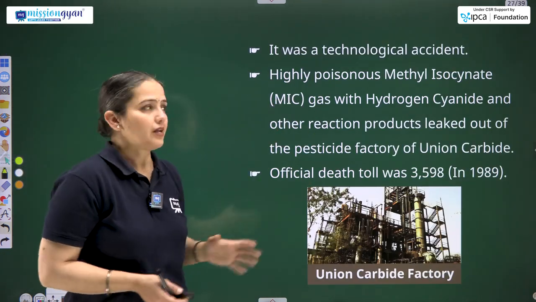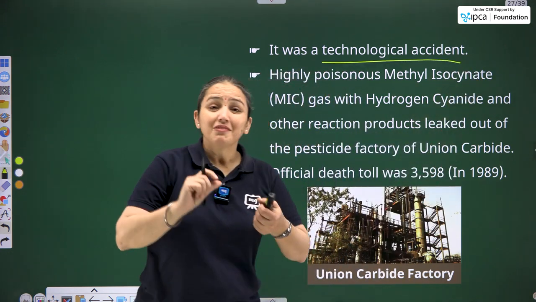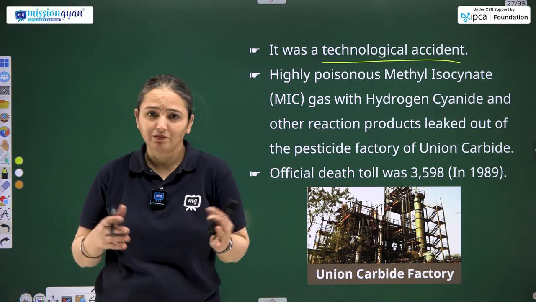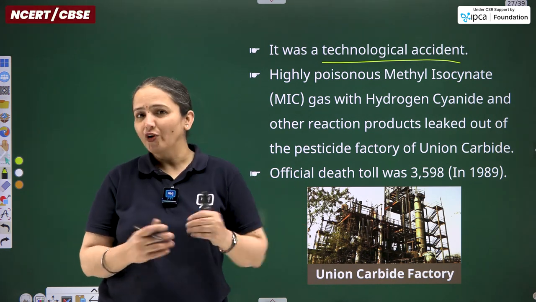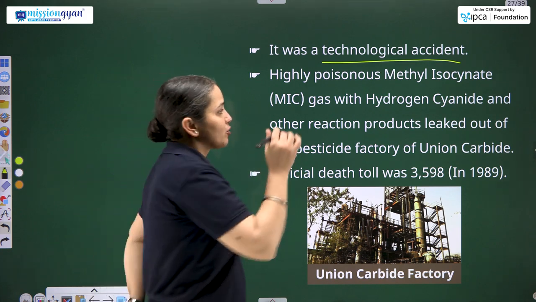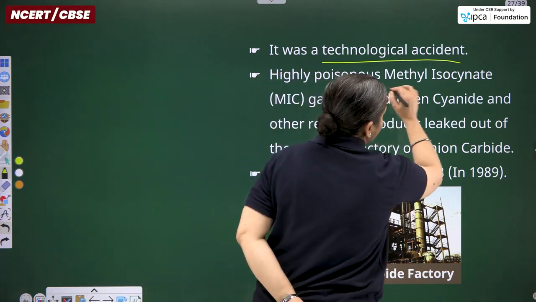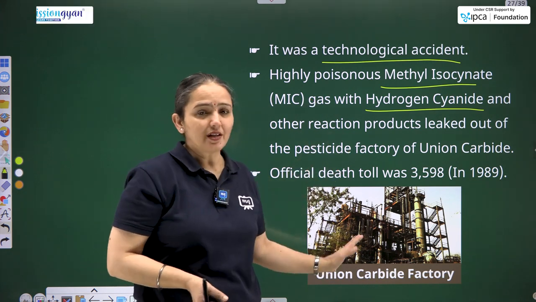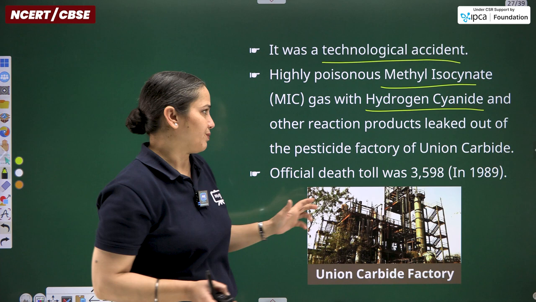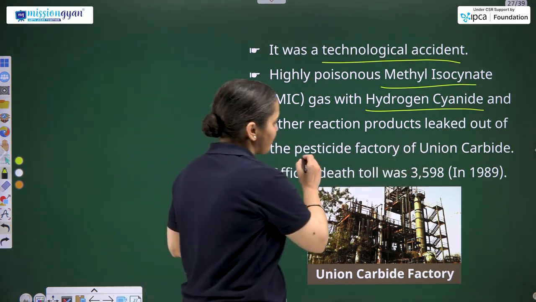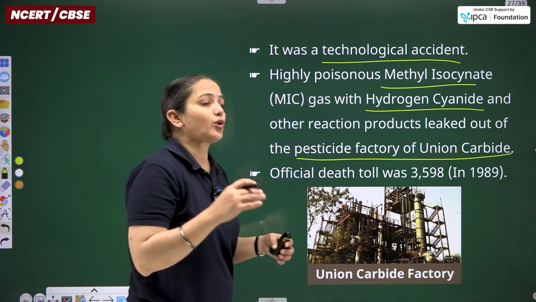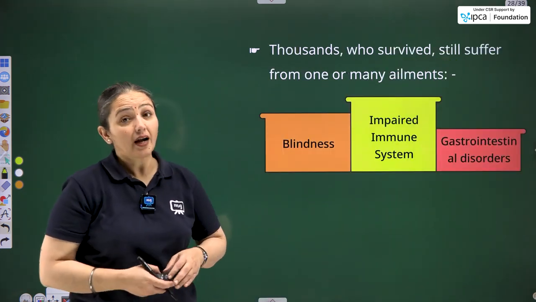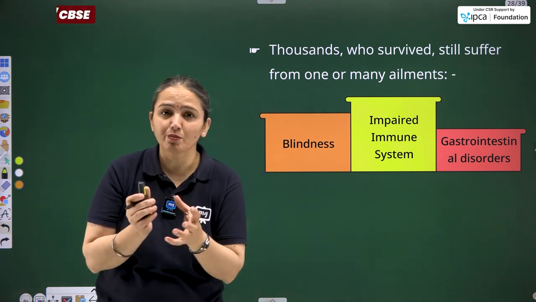Let's now discuss this in detail. It was a technological accident. There was a leakage, and if it had been taken care of in time, this accident might not have occurred, but what is done is done, whether natural or human error, let's not discuss that part. The highly poisonous gas leaked from this factory was methyl isocyanate, along with hydrogen cyanide, and that led to this huge disaster that killed thousands of people. Other reaction products leaked out of the pesticide factory of Union Carbide, and the official death toll, according to the information, was 3,598.